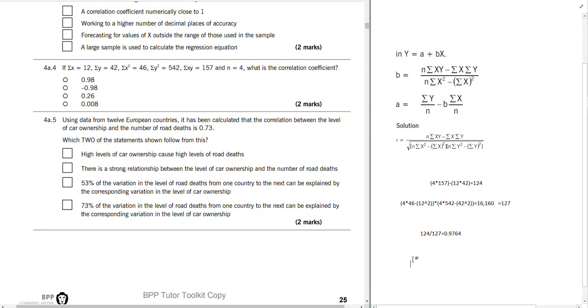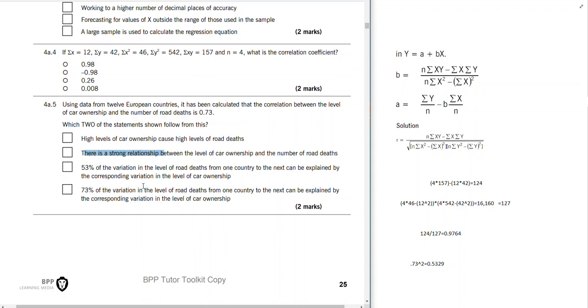Remember, when we take R and we take the square of that, it becomes that percentage, which gives us the percentage change. So it becomes 53%. So this is correct. The correlation coefficient doesn't give you a percentage. When you take the square of that, then it gives you a percentage. So we can select B and C.